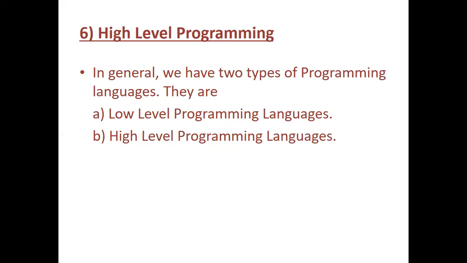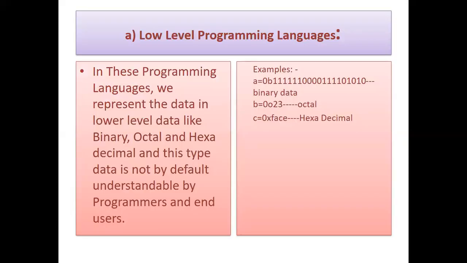As I've told you, we have two types of programming languages. One is low-level programming language, and second is high-level programming language. In the low-level programming language, we represent the data in lower-level formats like binary, octal, hexadecimal, which is not understandable by the programmer or the end user. Does everyone understand binary or octal language? No, it is not possible for everyone.